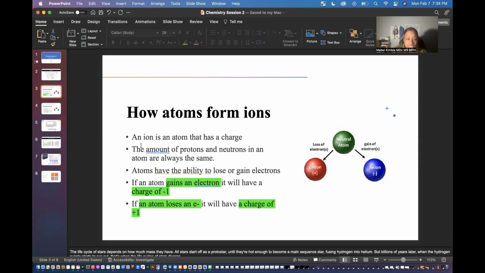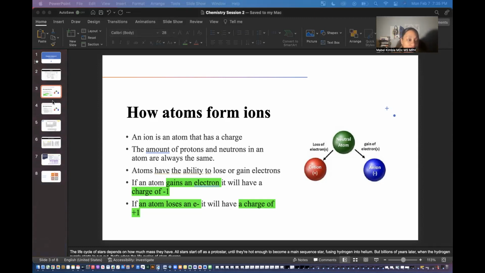Essentially, if an atom gains an electron, it will have a negative charge. What I want you to notice here is that there's a reciprocal relationship going on. Gaining means negative, and losing means it's becoming a cation. Does that make sense? Okay. As long as that is clear, we'll relate all of that to the periodic table once we get to that slide.